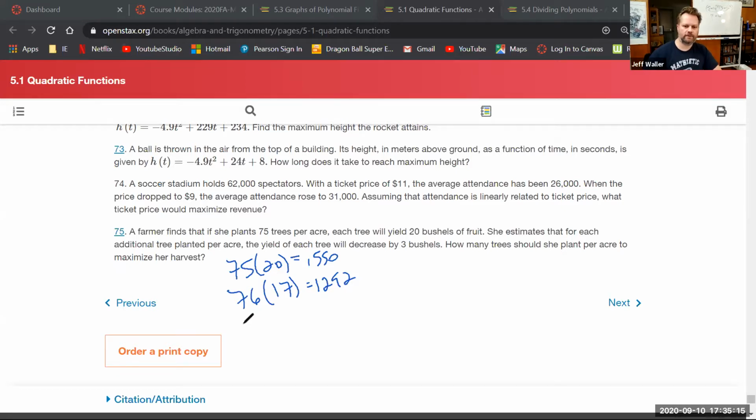Let me see. So if I went the other way and I took a tree away, and assuming that this kind of holds, what would happen to my yield? It would go back up by 3. And what's 74 times 23? Somebody help me out. I guess I got 1,702. All right, let me stop right now.